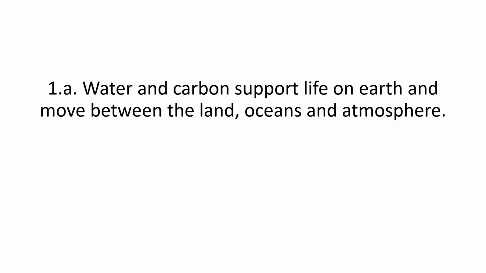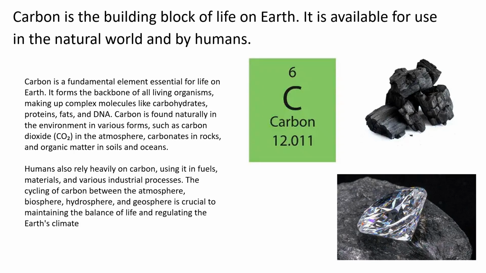So key question 1 says 1A, the water and carbon cycle support life on Earth and move between the land, ocean and the atmosphere. Carbon is a really key building block for life on Earth. It is really important for the natural world, for the plants and animals, the flora and fauna that we find around us, and also for us as human beings.